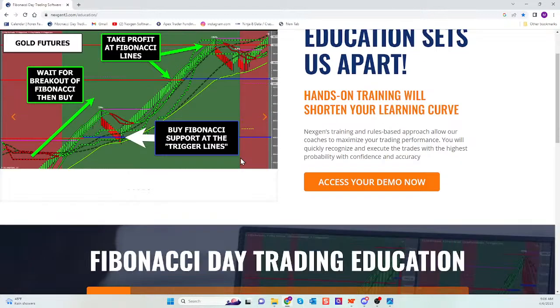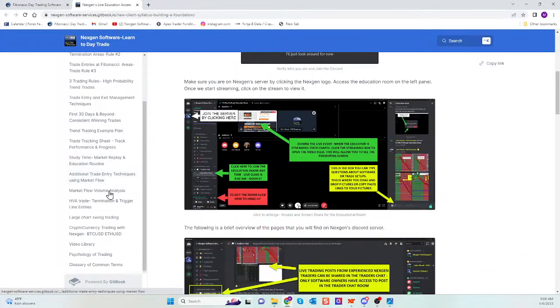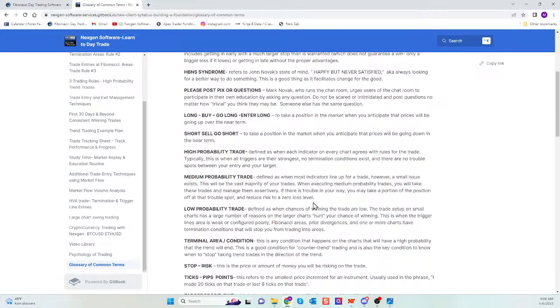Guys, from the education page, if we go to the tutorials section, here are all your rules. Everything that we talk about is right here, links to videos, but when we go to the glossary of common terms, there's two types of trades that we really discuss in class. And the first one, and what I really encourage new users to keep their focus for the first 30 days, is a high probability trend trade.